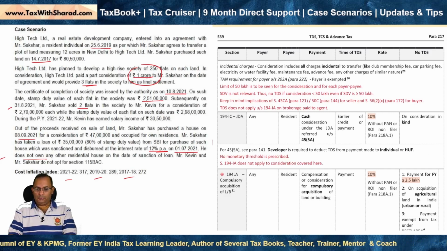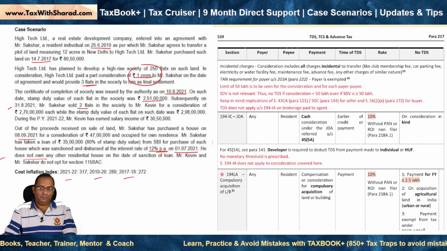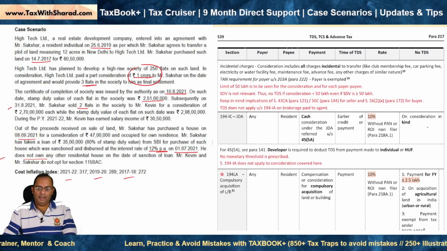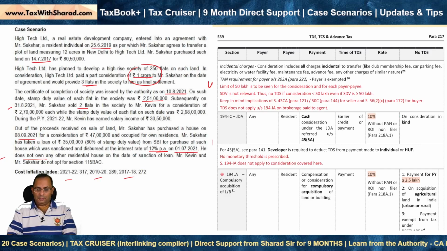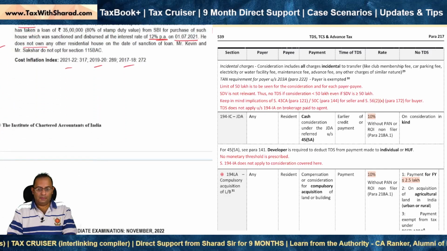Now we move to the questions, and before that it's important to understand what are the sections that will apply. Mainly the section which will apply here is section 45(5)(a), which relates to a joint development agreement. There is something that you would have studied while doing the capital gains chapter. Okay, so let's move to the first question.